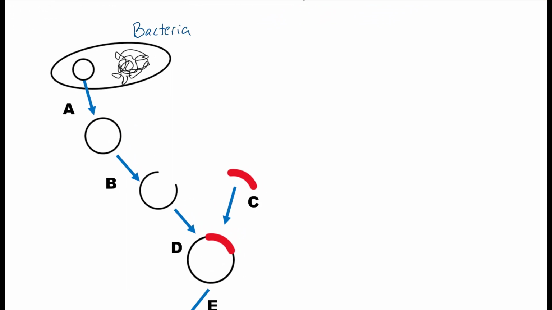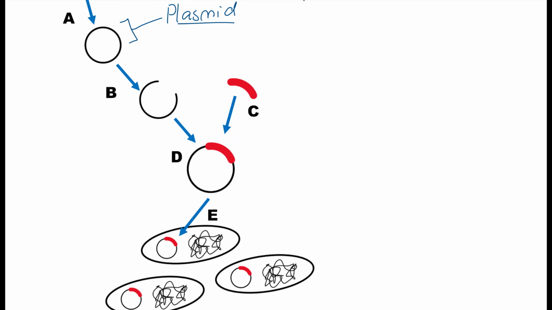We need to look at our bacteria. We need to remove the plasmid, that circular piece of DNA, and we're going to cut it up. In order to cut DNA, you need something very specific, a restriction enzyme, restricted to only cut certain letters.